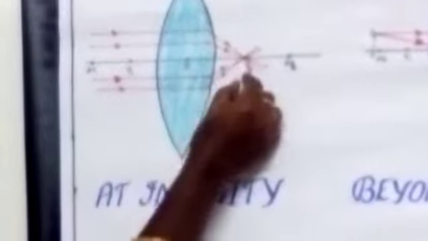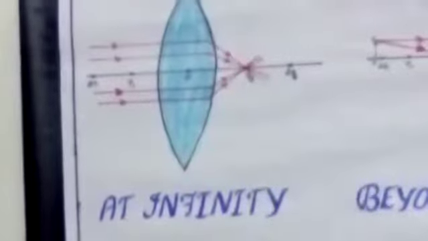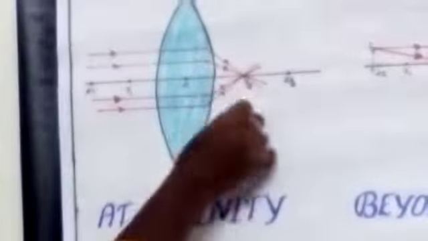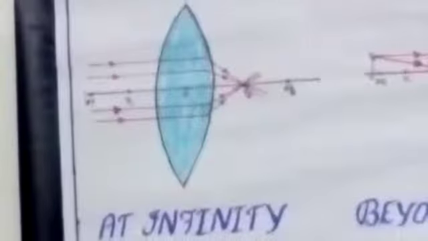All the parallel beam of light rays, after refraction, will converge at this point. So this is the principal focus point, and here only the image is forming. The image is forming at the focus. When we observe this image, it is a very small or point size image compared with the object, and the nature of the image is real. We can see the real image.